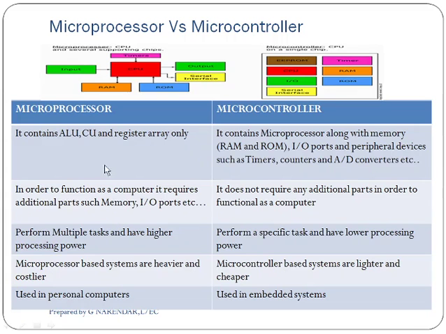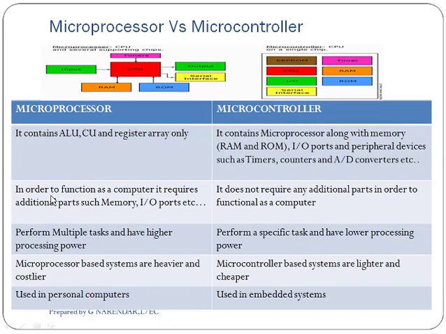So this is the first point of difference: what is inside your microprocessor, and what is inside your microcontroller. Inside a microprocessor you have the ALU, CU, and register array, but inside a microcontroller we have the microprocessor. This entire microprocessor is inside your microcontroller, and along with that microprocessor, it also has all this memory, IO ports, and peripheral devices.